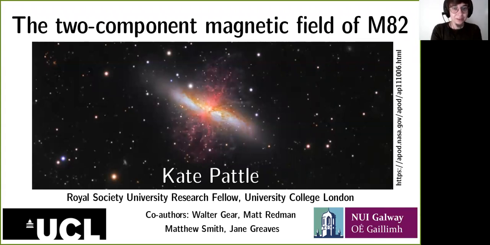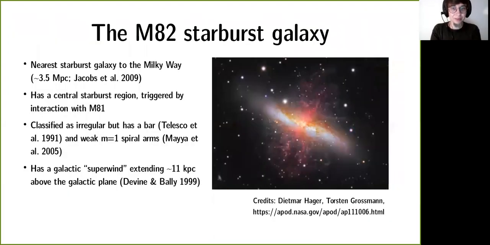So M82, I expect most people know all about it already. M82 is the nearest starburst galaxy to the Milky Way. It's at a distance of about 3.5 megaparsecs. And it's got a central starburst region, which was triggered by its interaction with its neighbour, M81. M82 is classed as irregular, but it does have a bar, and also it has weak M=1 spiral arms, although they're very much not apparent in the optical imaging.